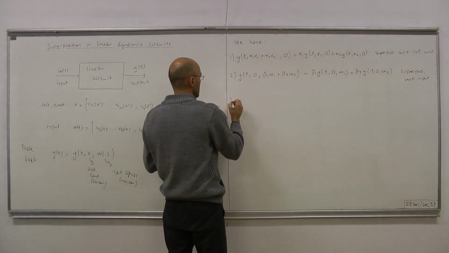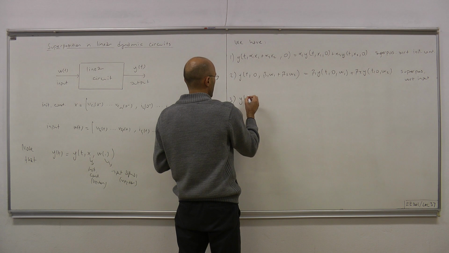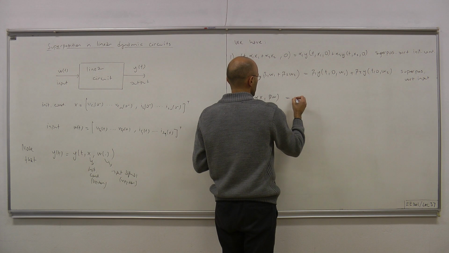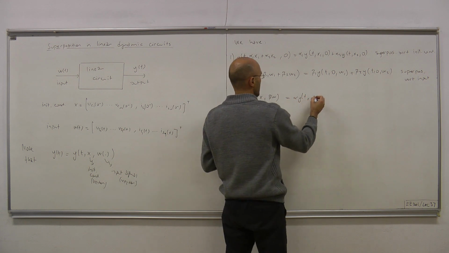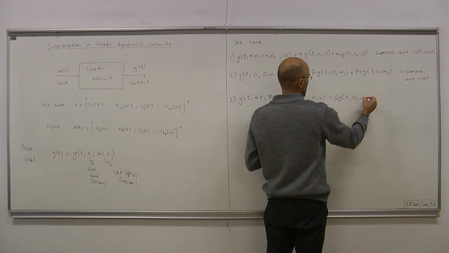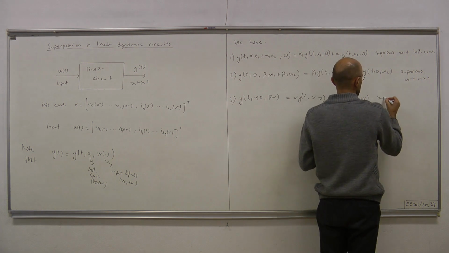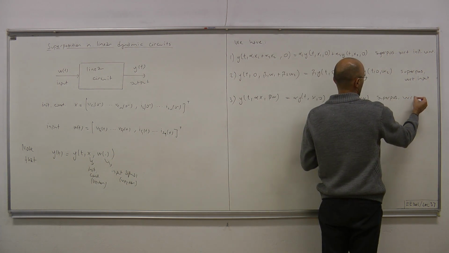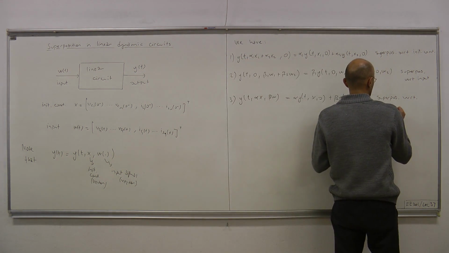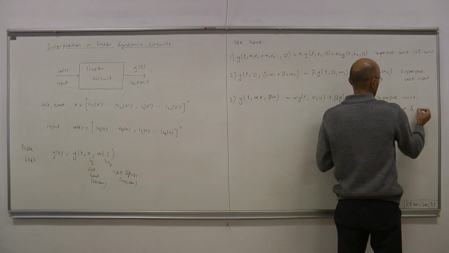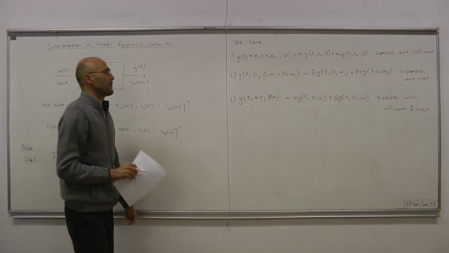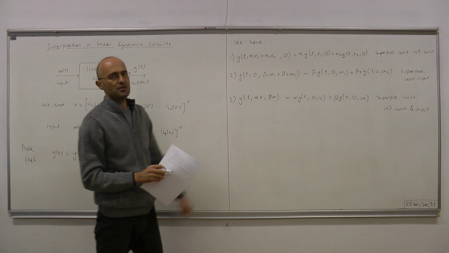Okay, and finally, the third one, y t alpha x0 beta w can be written as alpha y t x0 plus beta y t 0 w. Okay, this is superposition with respect to both initial condition and input. Now let's try to put these equations in words.